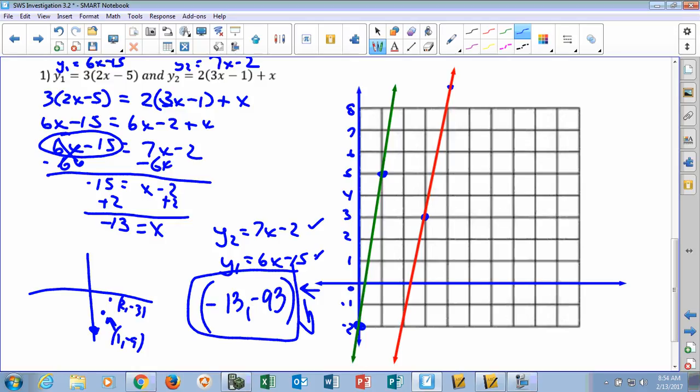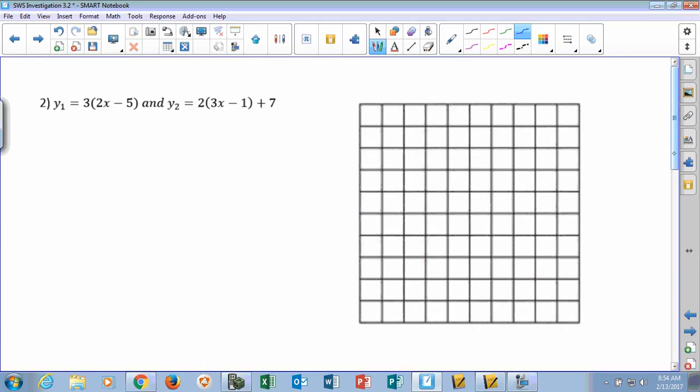So let's do the second one. Number 2. Now, number 2, if you notice, is a little different, right? So if I distribute y1, I get 6x minus 15. And if I distribute this guy, I get 6x minus 2 plus 7, which is 6x minus 5. So I got my two equations here. Okay? So I can set them equal to each other.